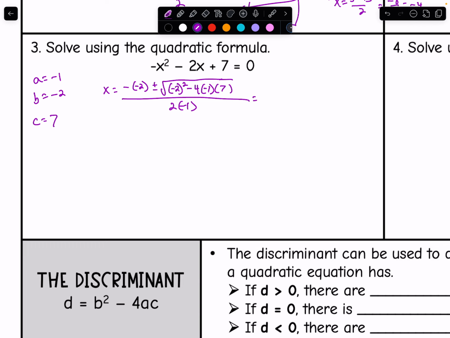So we start simplifying. This becomes 2 plus or minus the square root of 4 plus. Again, it's a plus because we have a negative times a negative times a positive. So it's going to be a plus here. 7 times 4 times 1 is 28, all over -2 when I do 2 times -1. So now x equals 2 plus or minus the square root of 32, all over -2. Now 32 doesn't have a perfect square root, so I start to simplify it.